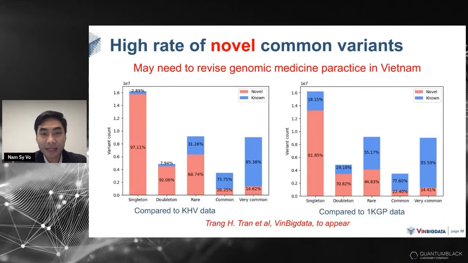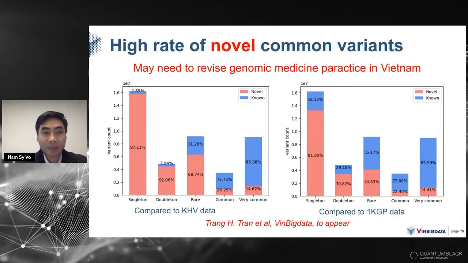So we may need to revise genomic medicine practice in Vietnam because we can see here, even for very common variant, very common SNP or indel, there are even 15% of the novel variant here in Vietnamese compared to the initial 1000 genome project data. And even for common, it's 22% of it's not just novel. That's why we have to consider population specific model and data.